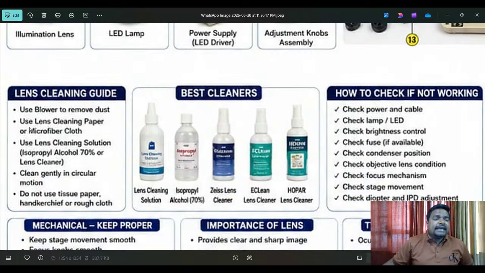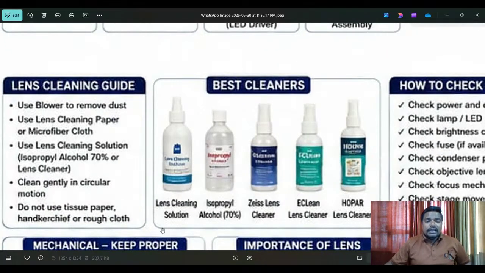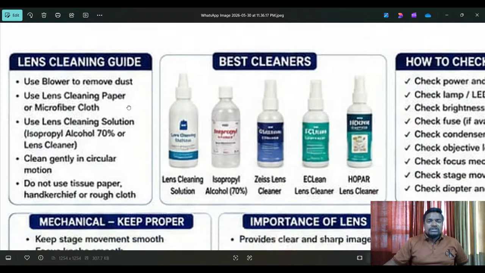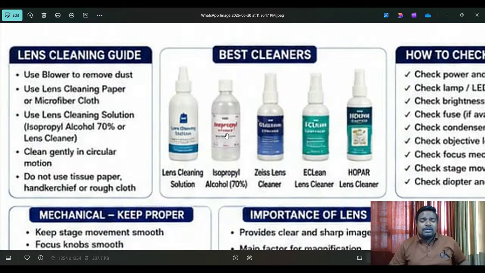Now the lens cleaning guide. See here, what are the lenses? How do they look? I'm going to show here. See. Somebody thinks, sir, the live session is still not complete. How much information do you have, sir? Somebody is giving messages. Okay, thank you so much, because I should complete this right now.